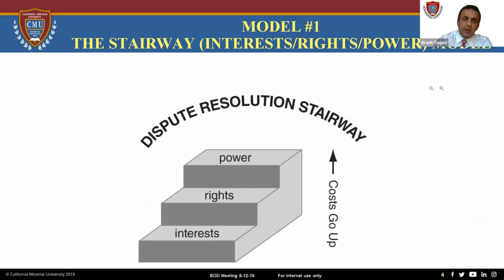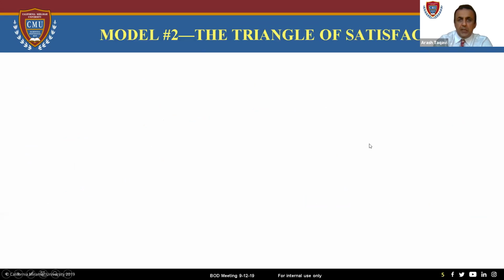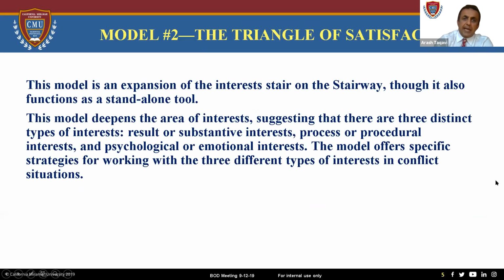You can see here, dispute resolution, Stairway, cost, and other things. Model 2 is the triangle of satisfaction. This model is an expansion of the interest stair on the Stairway, though it also functions as a standalone tool. This is only the first part of the Stairway model, interest-based processes. This model deepens the area of interest because it is talking about satisfaction.